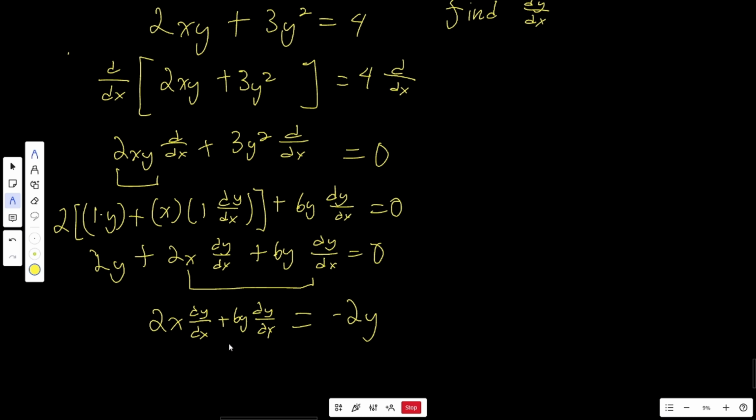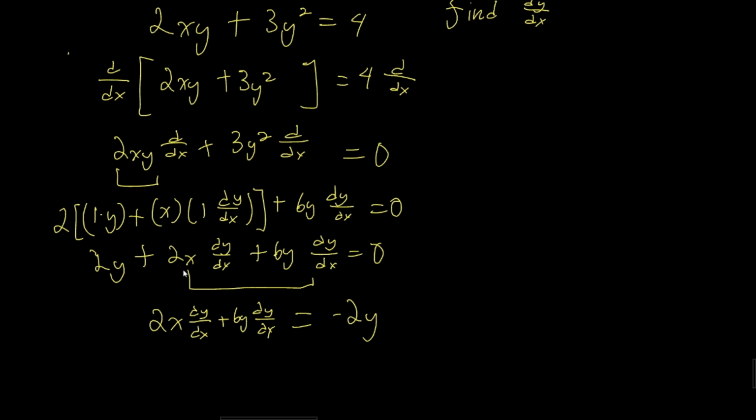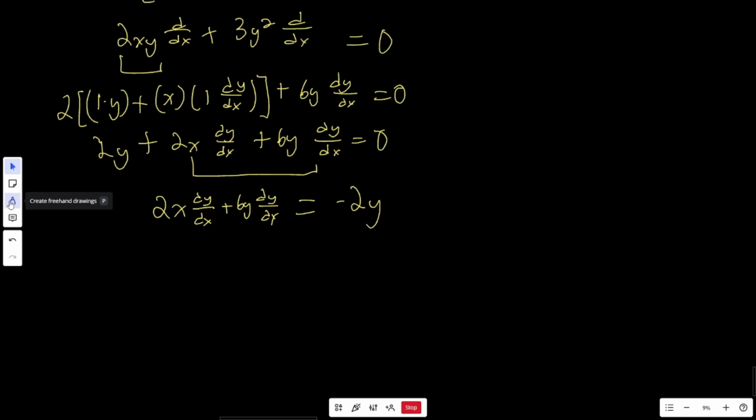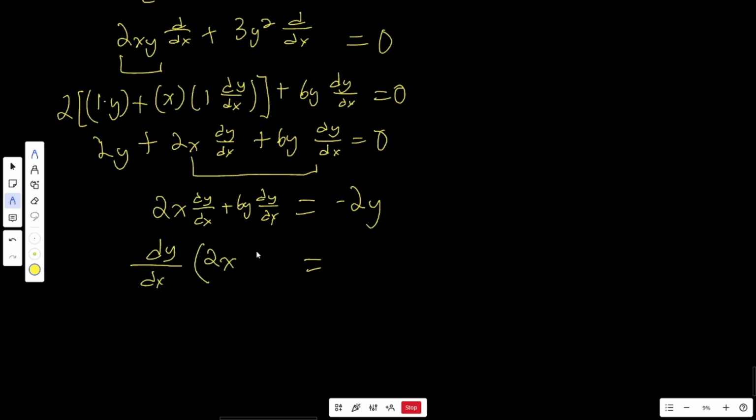Now we can factor out dy/dx here, and this will allow us to leave it on the other side of the equation. So we'll get dy/dx times 2x plus 6y, equals negative 2y. And now to isolate dy/dx, we'll get the final answer to be dy/dx is equal to negative 2y over 2x plus 6y.